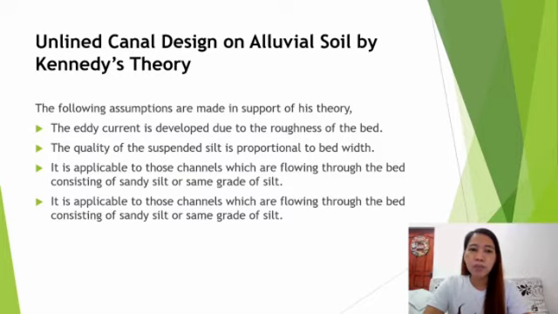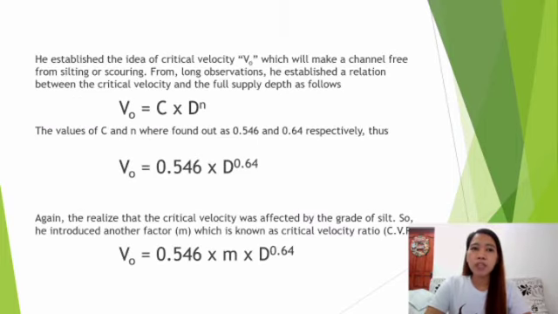The following assumptions are made in support of this theory. The eddy current is developed due to roughness of the bed. The quantity of suspended silt is proportional to bed width. It is applicable to those channels which are flowing through a bed consisting of sandy silt or the same grade of silt. Now he established the idea of critical velocity, which will make a channel free from silting or scouring.